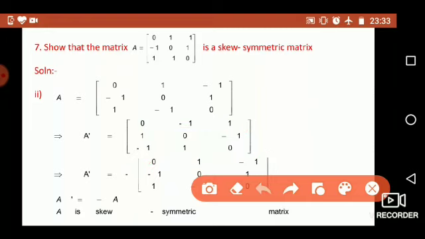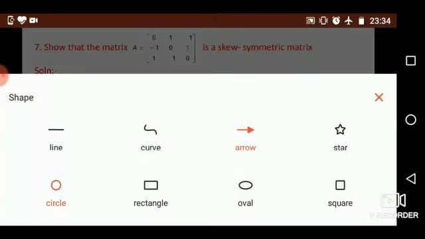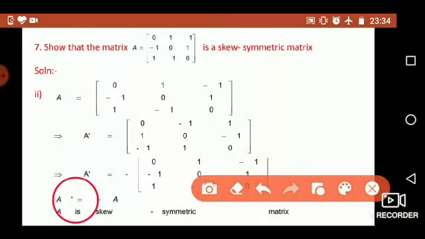Similarly, we take the negative sign from the second row. Minus 1 becomes plus 1, 0 will be 0, and minus 1 will be plus 1. Similarly, we take a negative sign from the third row. Therefore, minus 1 becomes plus 1, and 0 will again be 0. Therefore, we have the matrix A dash is equal to minus of the given matrix A. Therefore, this matrix A satisfies the condition A dash is equal to minus A.